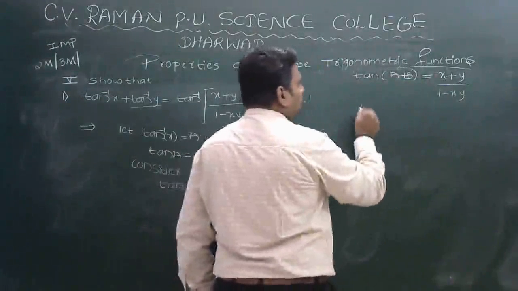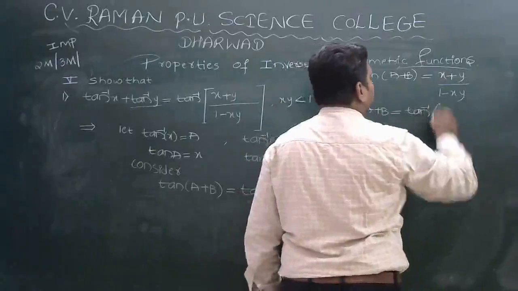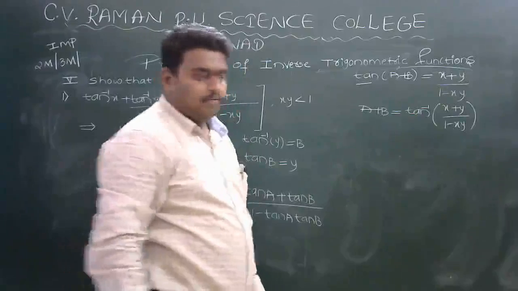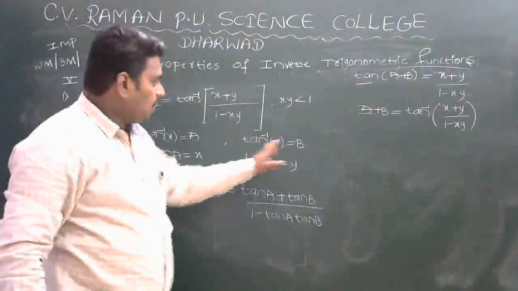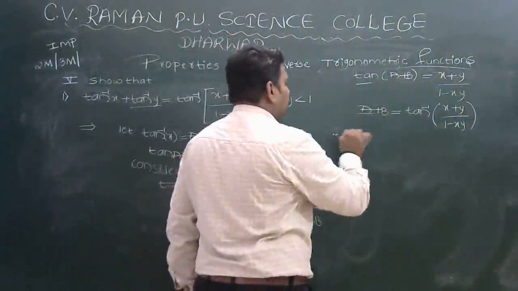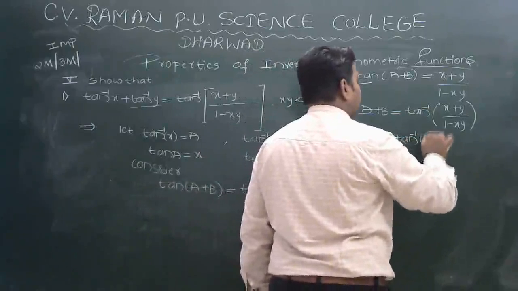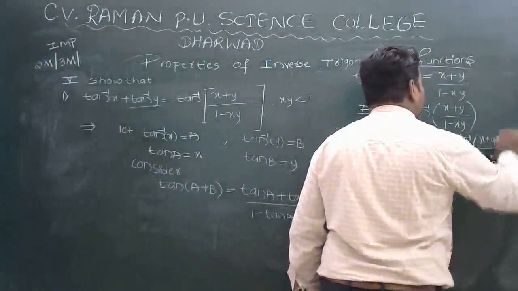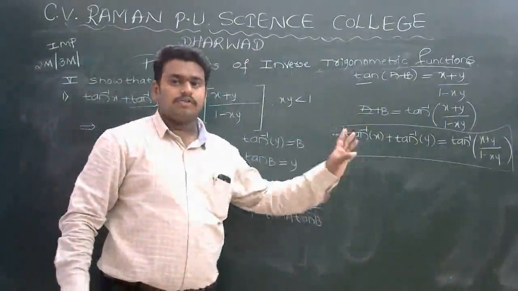Here again I am going to write a plus b equals, when tan shifts to the other side, tan inverse of x plus y whole divided by 1 minus xy. What is the value of a? A is tan inverse of x and b is tan inverse of y. Just substituting here, it becomes tan inverse of x plus tan inverse of y equals tan inverse of x plus y whole divided by 1 minus xy. Very important result. Most of the time we are going to use this result to solve the examples. Okay?